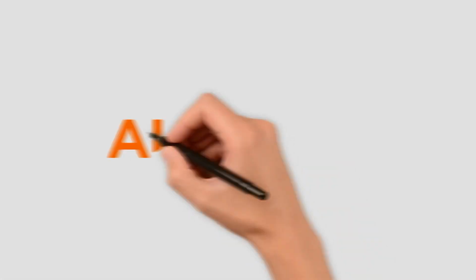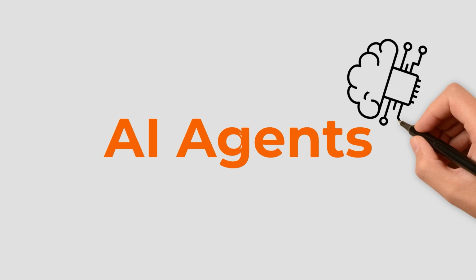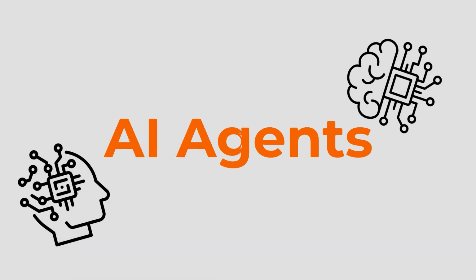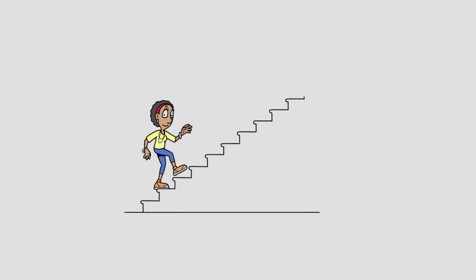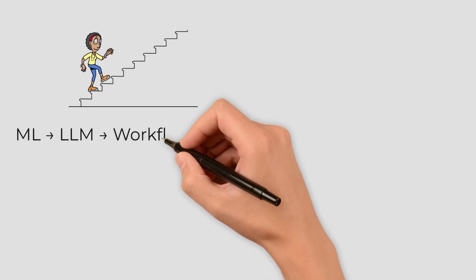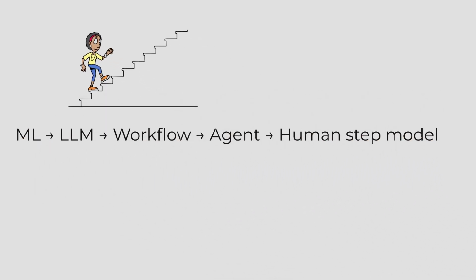You've probably seen flashy demos, agents that book meetings, write code, or do market research. This all looks amazing, but under the hood, it's just a smart combination of tools stitched together with some clever automation. So let's break it down step by step and cook up a real understanding of AI agents. I want to break this down into a simple five-layer model that anyone can understand: machine learning, LLM, workflow, agent, and human step model.